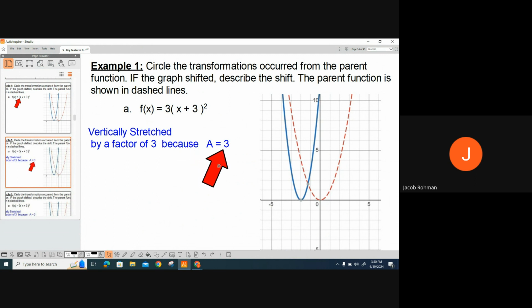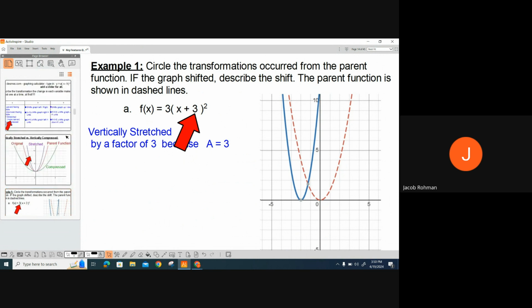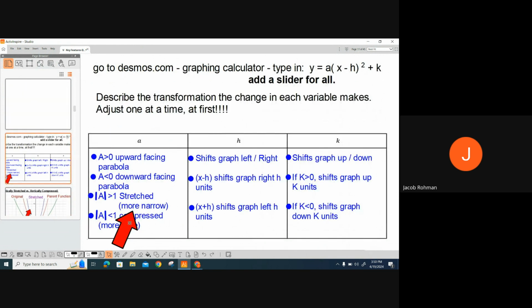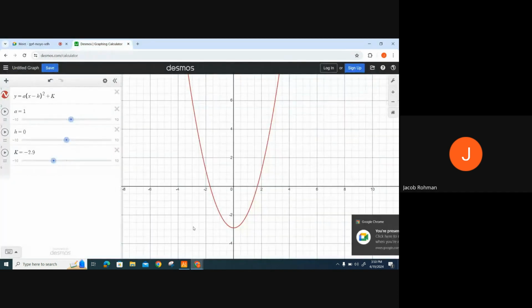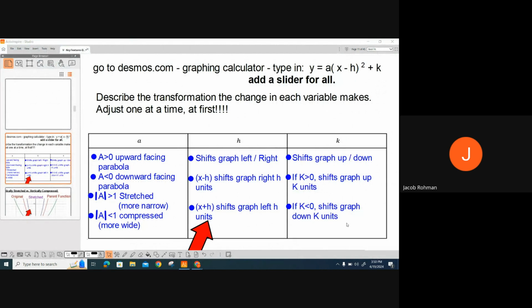Now, we also look at what H is. So H is inside the parentheses here. So that's X plus 3. So let's go back to our slides. When we have X plus H, this shifts the graph left H units. So we are going to be shifting this graph left 3 units.